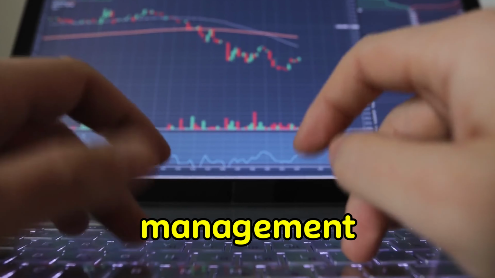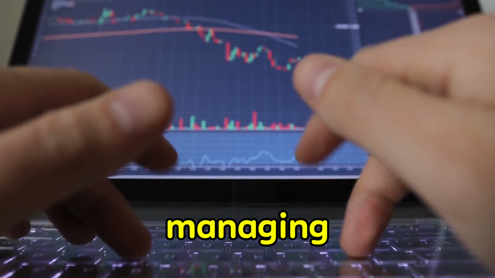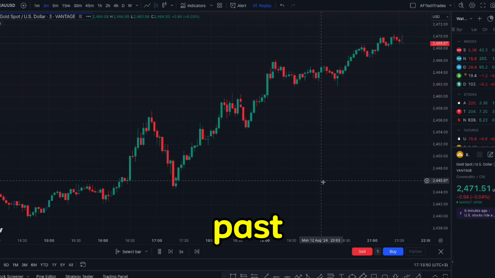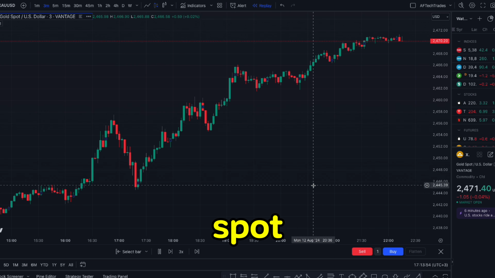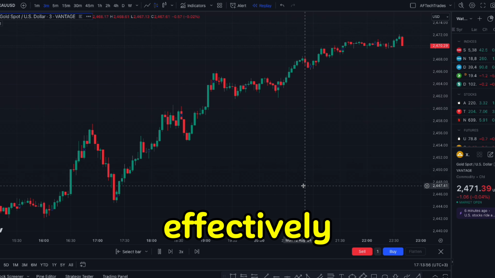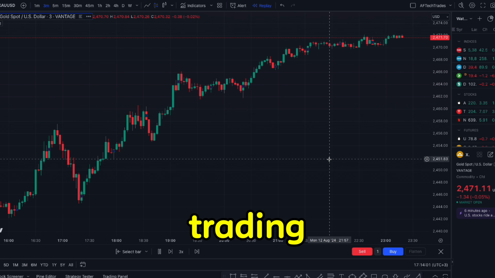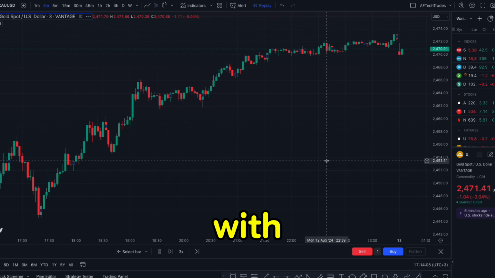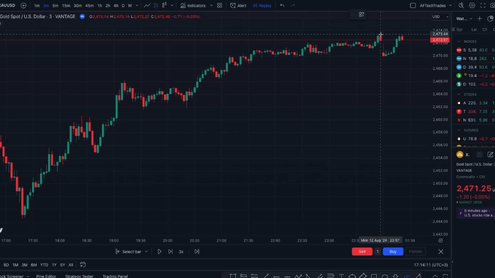Proper risk management is essential when trading exhaustion gaps. Setting stop-loss orders and managing your position size can help mitigate potential losses. Reviewing past trades and learning from both successes and mistakes can improve your ability to spot and trade exhaustion gaps effectively. Continuous education and staying updated with market trends and trading strategies are key to mastering the art of trading exhaustion gaps. With practice and diligence, spotting and trading exhaustion gaps can become a valuable skill in your trading arsenal.